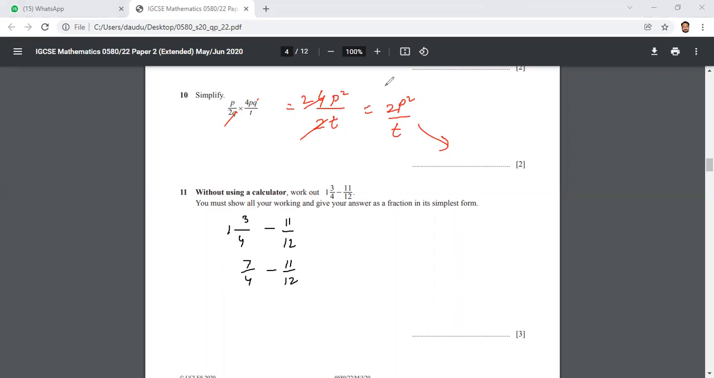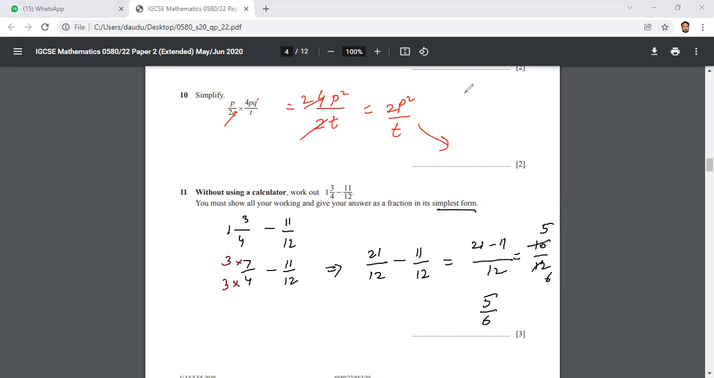We can make the denominator the same by multiplying by 3. So it gives us what? 21 over 12 minus 11 over 12. That gives us 12 in the denominator, and 21 minus 11 is 10. So 10 over 12. Is this the simplest? No, this is not the simplest form. We can cancel with 2, giving 5 over 6. So 5 over 6 is the simplest form. They want simplest form.